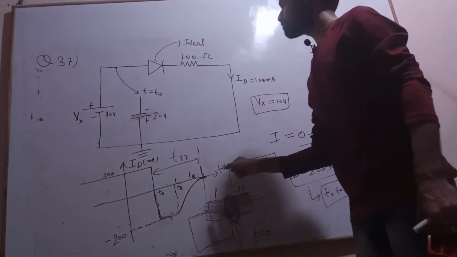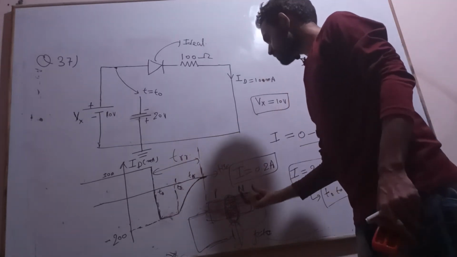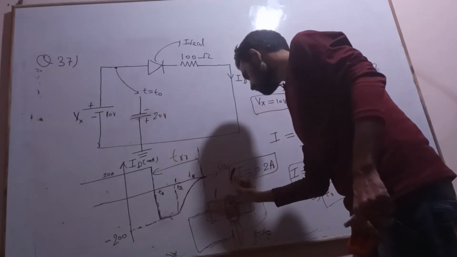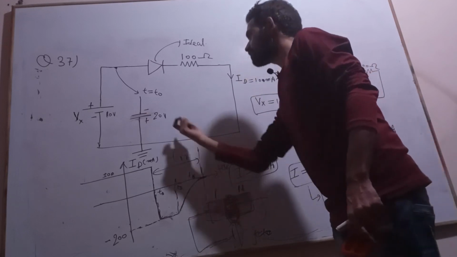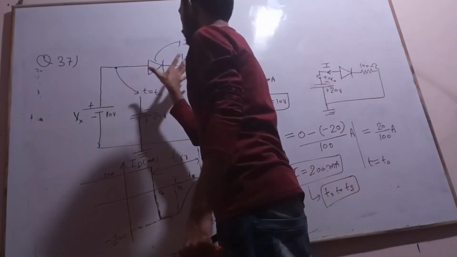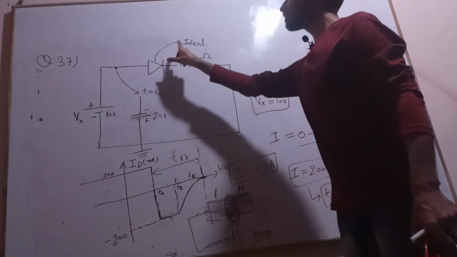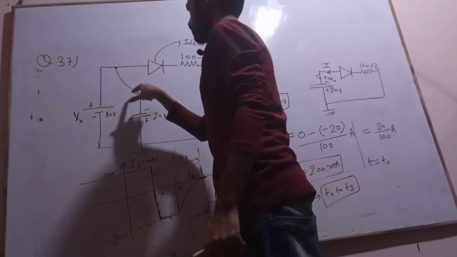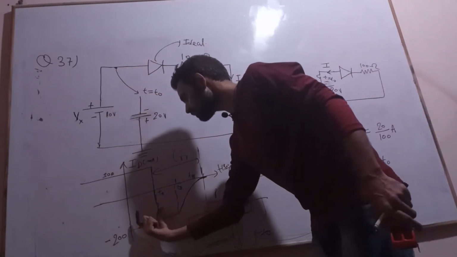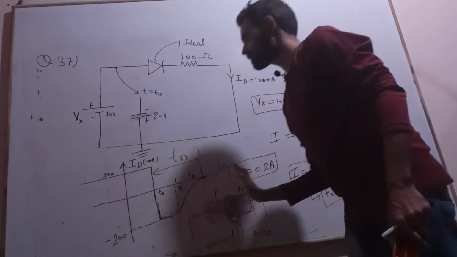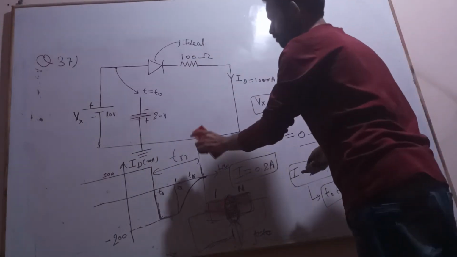So how much time will it take to remove this stored charge carrier within the depletion region? For that amount of time, this diode will still conduct in reverse bias and maintain the current of 200 milliampere. So that is for this question.